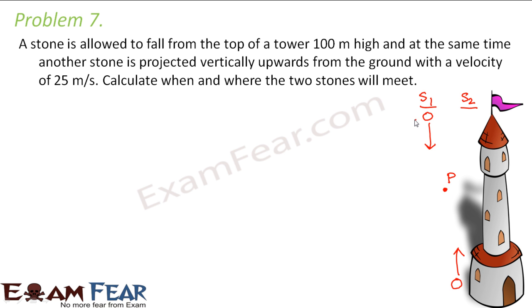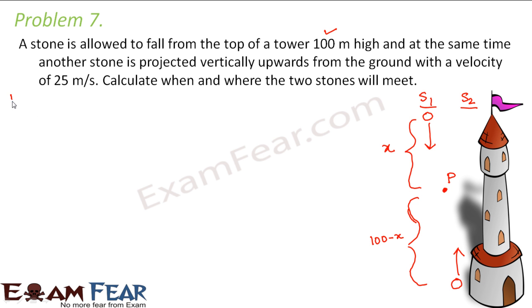Let us suppose that the two stones meet at point P. And let us suppose that the distance of this point P is x from stone S1, that is from the top of the tower. So what would be the distance of this point P from the bottom of the tower? The total height of the tower is given as 100 meter. So this distance will be equal to 100 minus x. Right? So we have to actually calculate this value of x, and we have to also calculate the time after which they will meet at this point.